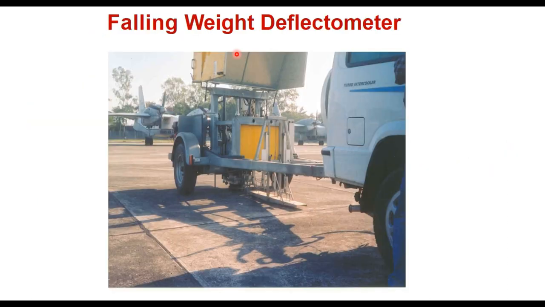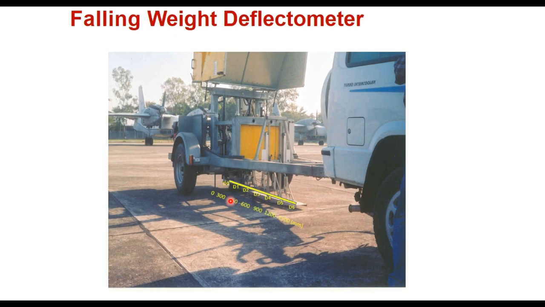FWD is a vehicle mounted device which is used to load the pavement dynamically, and it simulates actual traffic load and loading conditions. Here a weight is dropped on a plate, and this load creates deflection in the pavement, and these deflections are measured at different radial distances to develop the complete deflection bowl of the pavement. And then this bowl is used to determine the strength of each layer of the pavement.